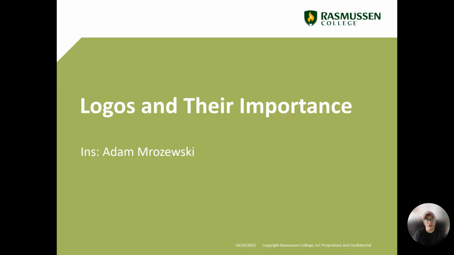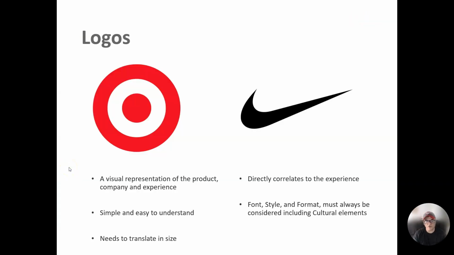So we talked a lot about semiotic signs and symbols. Now let's apply that information to logos and their importance and how they really matter. Logos are much like symbols in a way. They're a visual representation, but not just of the culture, but of the product, the company, and the experience. They need to directly correlate to the experience, and they have to be simple and easy to understand. We have to consider font style and format because logos tend to be used in a lot of different cultures, so we have to keep in mind how different cultures see visuals. They also need to translate in size because they've got to work from something small like an Apple Watch all the way to something large like a massive billboard or some big screen. So they all have to play a part.